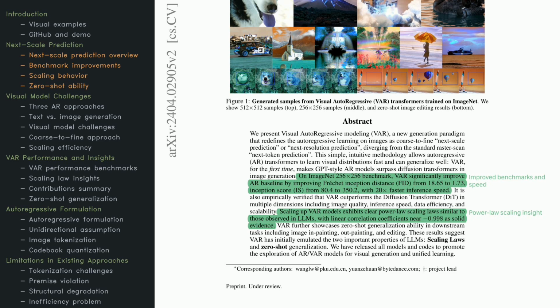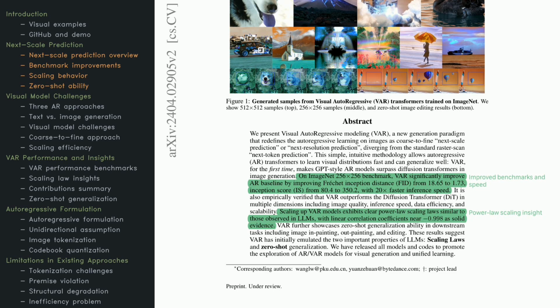They show that VAR significantly improves image generation benchmarks. On ImageNet 256 by 256, it brings the Frechet Inception Distance Score, also known as FID, a metric used to measure the quality of generated images by comparing their statistics to real images, down from 18.65 to about 1.73, and is also about 20 times faster than diffusion models.